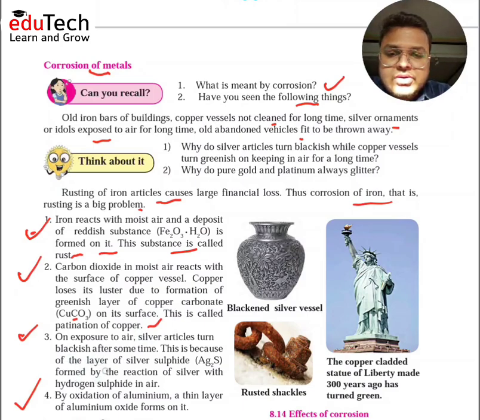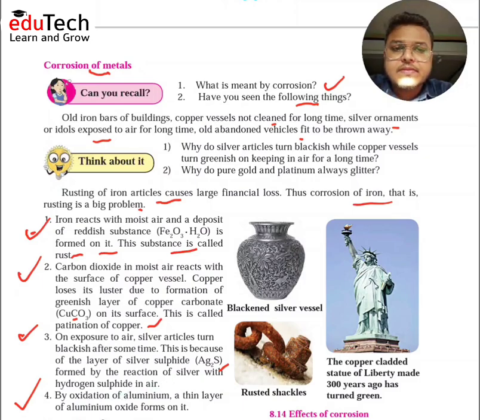Now, corrosion on silver. On exposure to air, silver articles turn blackish after some time. This is because of the layer of silver sulfide, Ag2S, formed by the reaction of silver with the hydrogen sulfide in air.